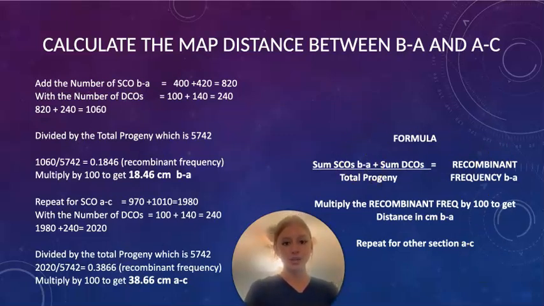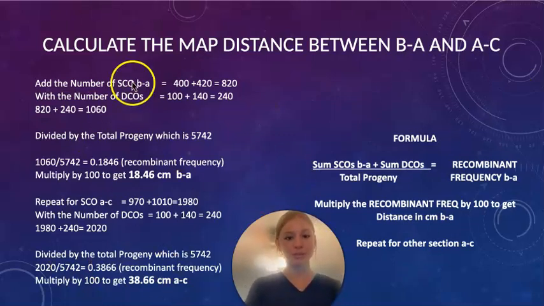Looking here on the right, this is the formula we're going to use to solve. We take the sum of the single crossovers BA plus the sum of the double crossovers over the total progeny, and that equals the recombinant frequency B minus A. Then we multiply the recombinant frequency by 100 to get the distance in centimorgans between B and A. Repeat for the other section, A and C, so that we can get both values.